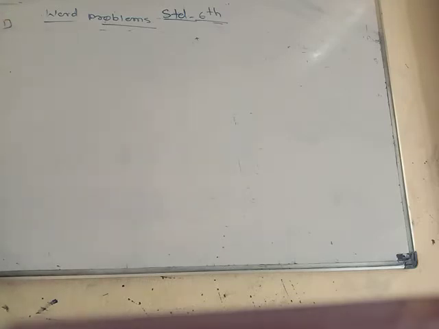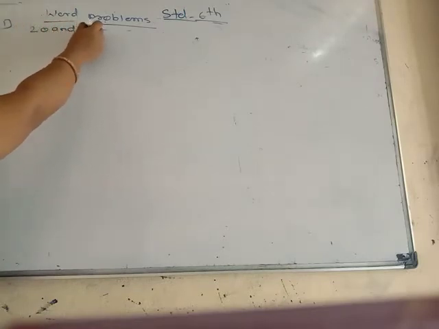First one. On the playground, if the children are made to stand for drill either 20 to a row or 25 to a row, all rows are complete and no child is left out. What must be the least number of children in that school? Solution: write this first word problem. To find the least number of children, find the LCM of these two numbers, 20 and 25.